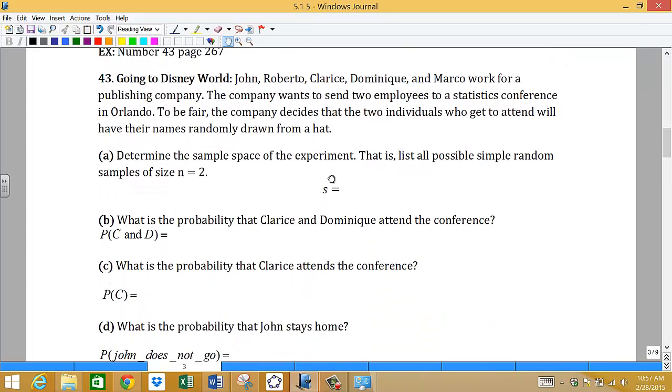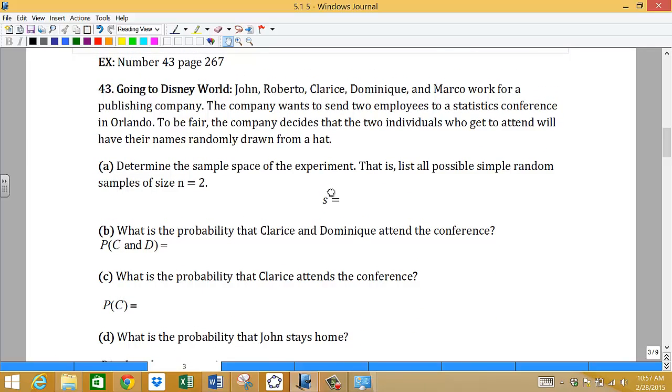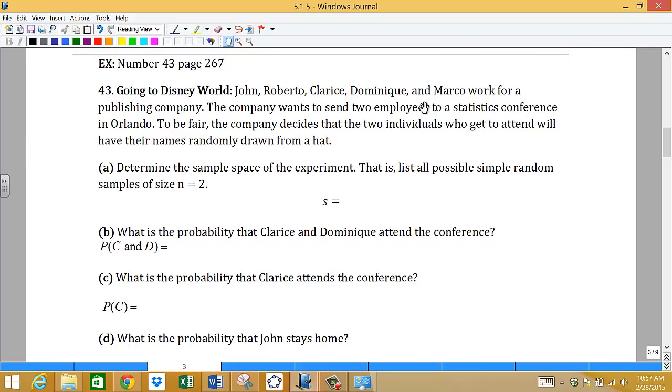So let's look at one more here. So let's say John, Roberto, Clarice, Dominique, and Marco work for a publishing company. The company wants to send 2 employees to a statistics conference in Orlando. To be fair about it, they decide that 2 individuals who get to attend will have their names randomly drawn from a hat. Okay, so again, we have to list out the sample space, remember? And so let's go ahead and list that out.